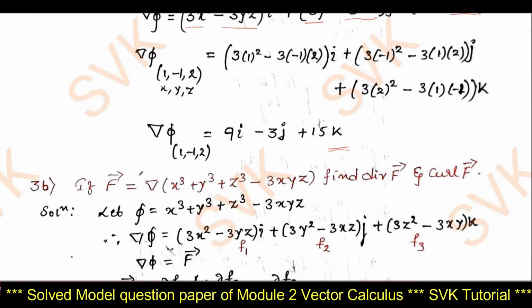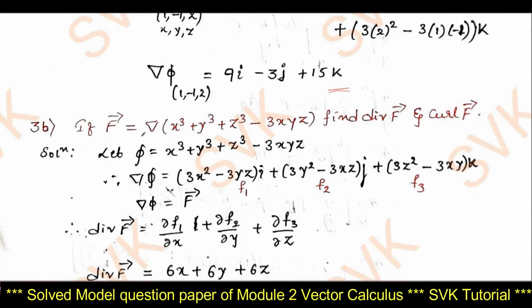Moving on to question number 3b. If vector f is equal to del of x cube plus y cube plus z cube minus 3xyz, find the divergence of f and curl f. So consider the given problem.